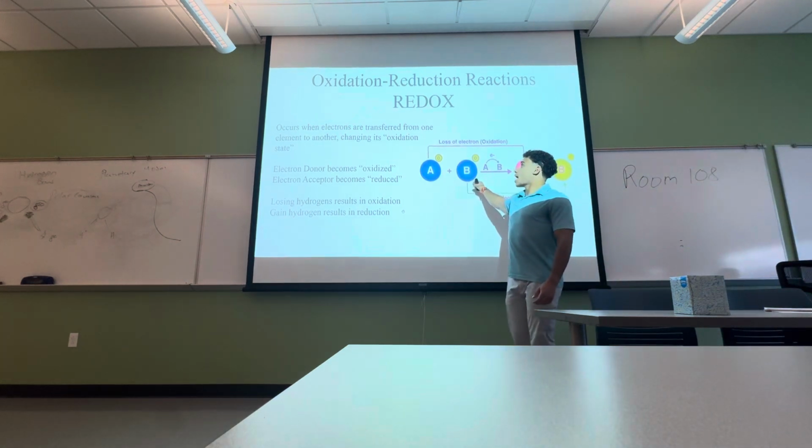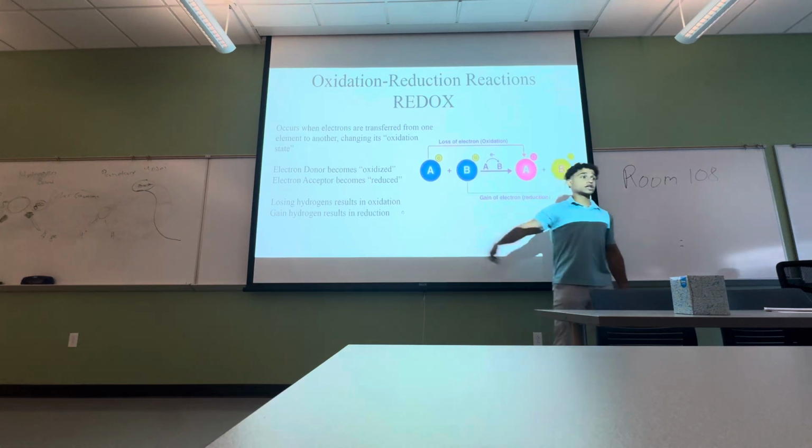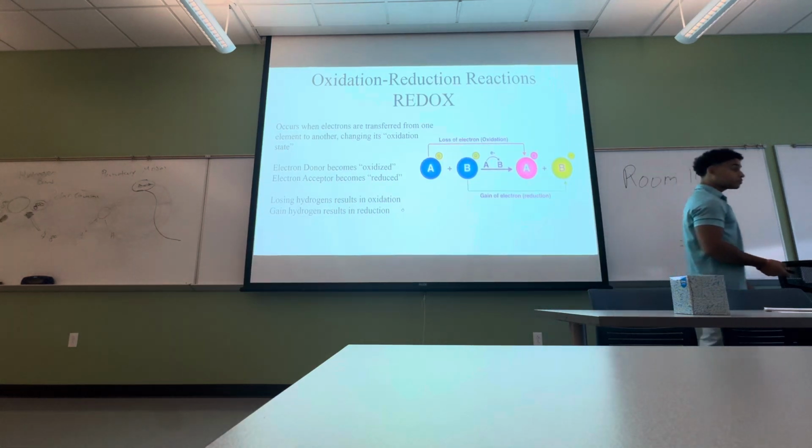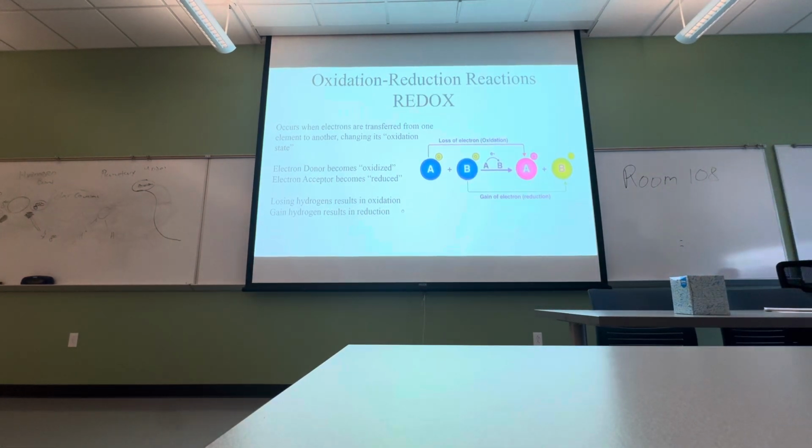Now, I certainly had a lot of trouble understanding this concept. And the easiest way that I can tell you to understand this is simply by memorizing: losing electrons is oxidation and gaining electrons is reduction. This is just, I mean, it's not an easy way to explain what's called redox reactions. It's simply memorizing it, okay?